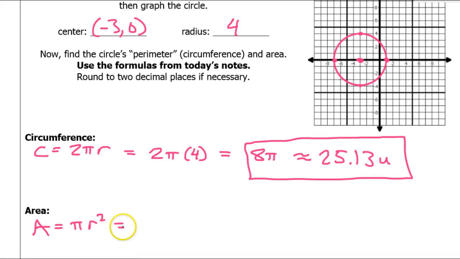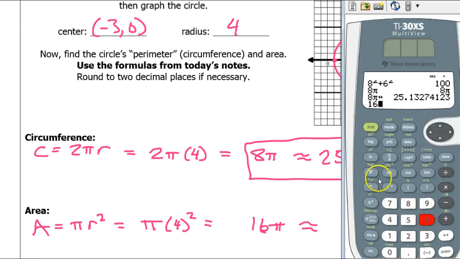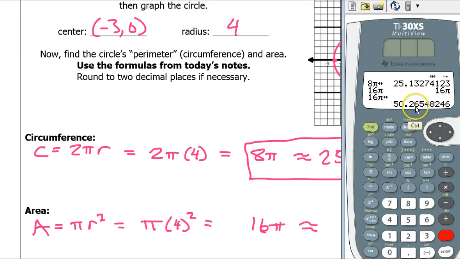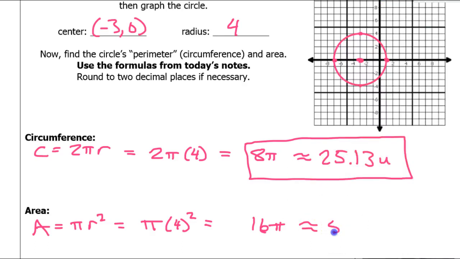Okay, now similarly for area, which is pi times the radius squared, so this will be pi times 4 squared. All right, 4 squared is 16, so that's going to make this 16 pi. So that's going to be approximately equal to what? Okay, so 16 pi, 50.27, got to round up. And I'll put units squared to reflect the fact that this is an area, not a length.